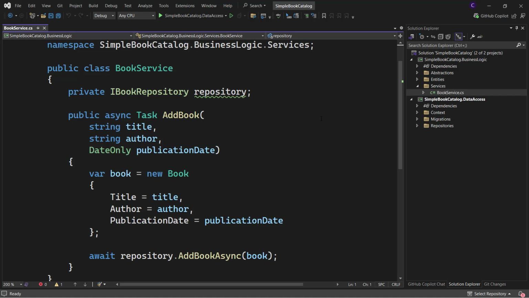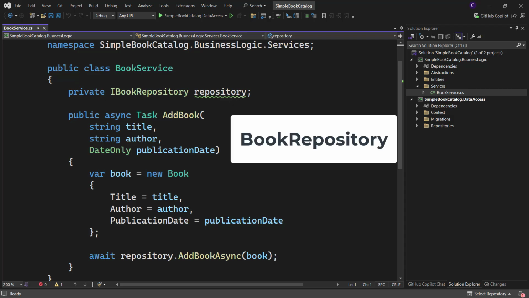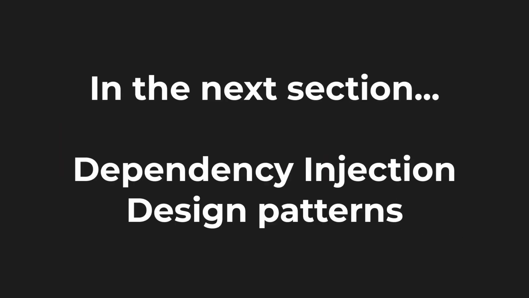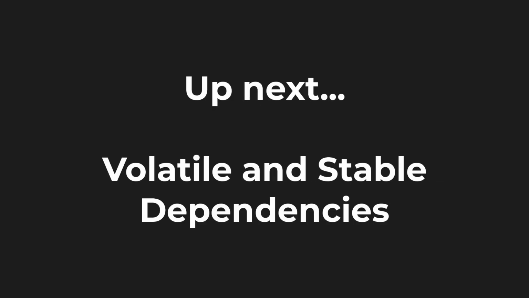But this completes just one half of the story. A BookService object still needs a BookRepository object at runtime. So how do we provide an actual BookRepository instance for BookService to work with? In other words, what about the runtime dependency between BookService and BookRepository? That will be answered in the next section, where we discuss the various dependency injection design patterns that are available. But before that, let's have a look at volatile and stable dependencies.